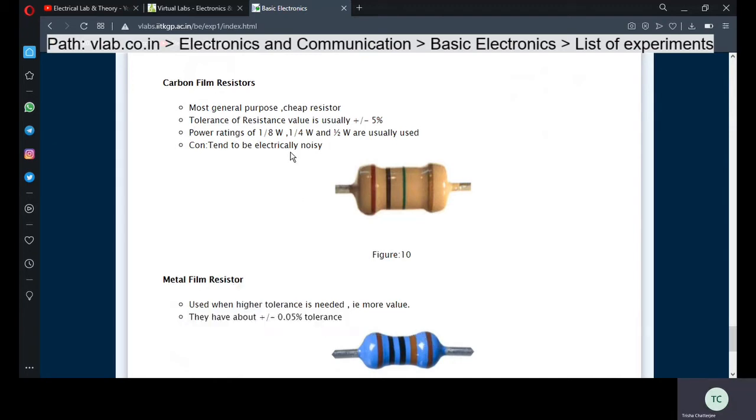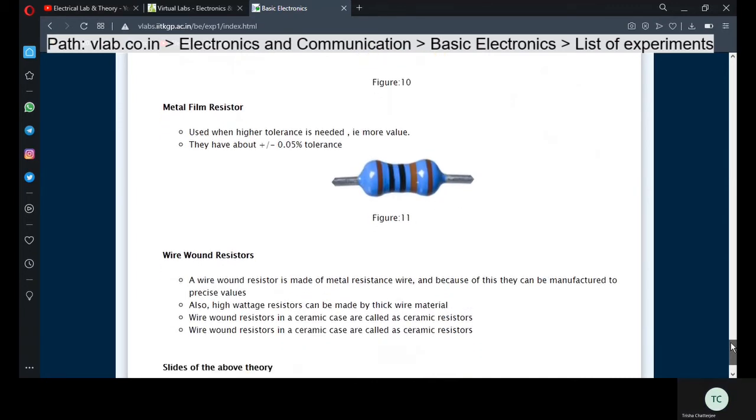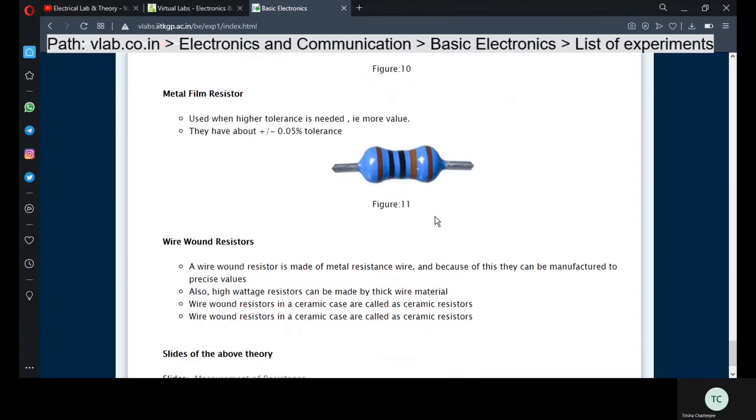The power ratings are 1/8 watt and 1/4 watt, which means they are very low power resistors, and they tend to be electrically noisy. This is a metal film resistor, which has very good accuracy and is less noise catching.